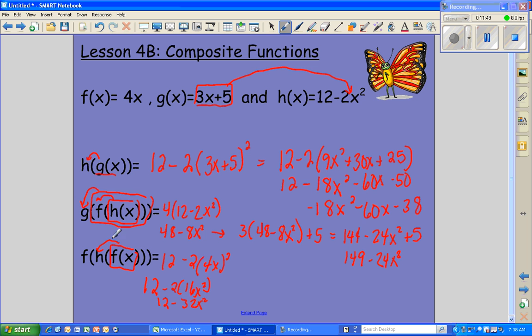And then we're going to take that answer, which represents this whole thing, and plug it into f, which f tells you it's 4 times x. So it's 4 times 12 minus 32x squared. And so our answer here would be 48 minus 128x squared. So that's what we would be looking for there.